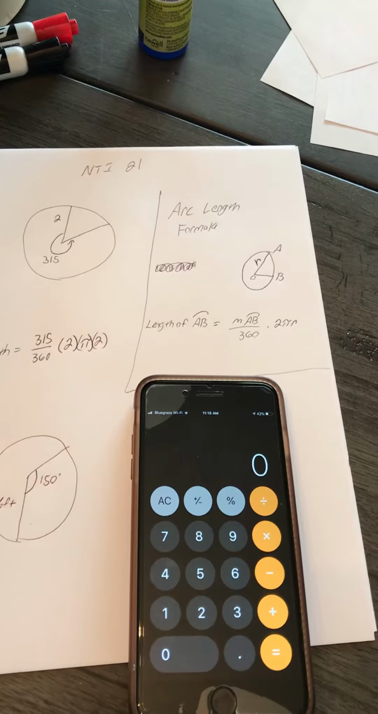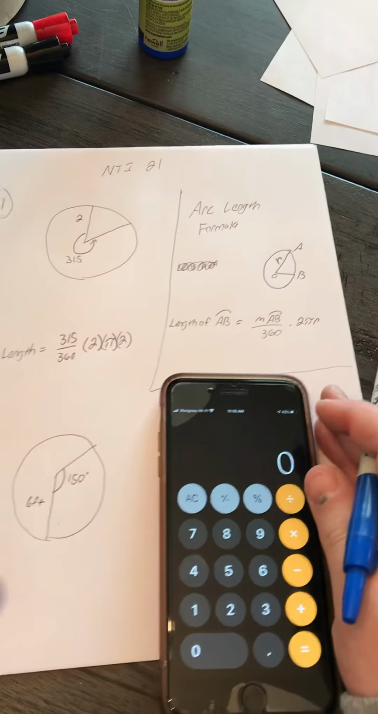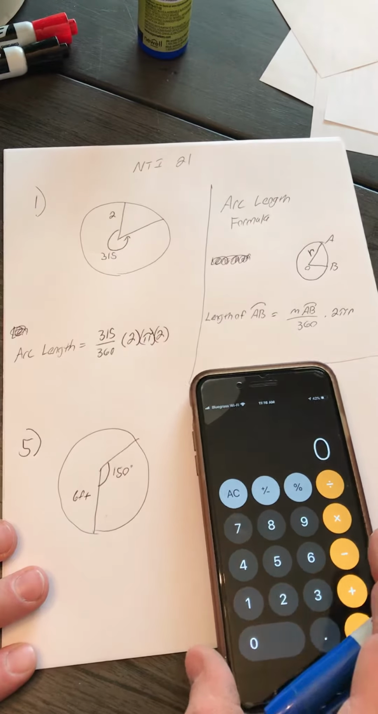Right, last NTI day for this bunch of NTI. The next step is going to be kind of easier. This is finding the arc length of a circle. Remember, the arc is the distance around the outside, okay? So this is number 1 and number 5 from your actual NTI work, okay?